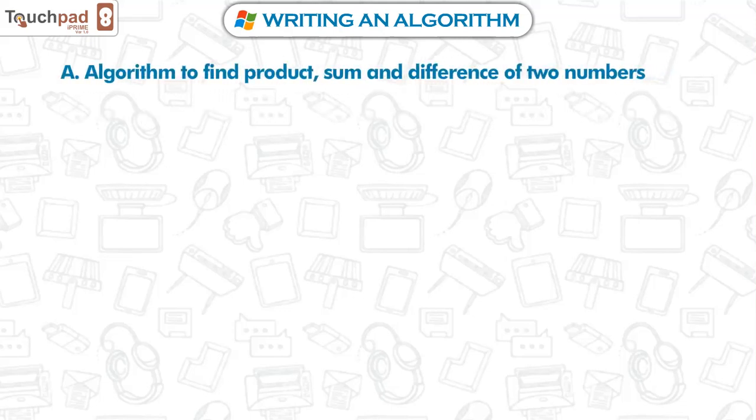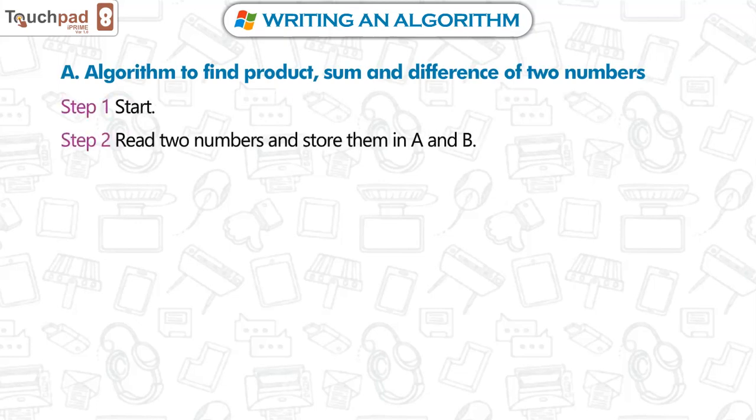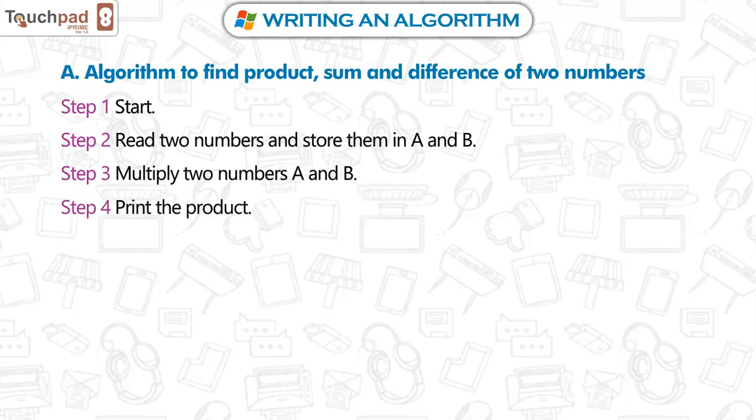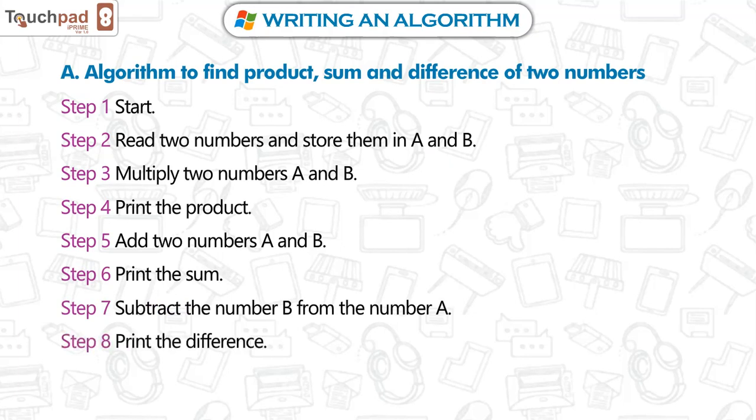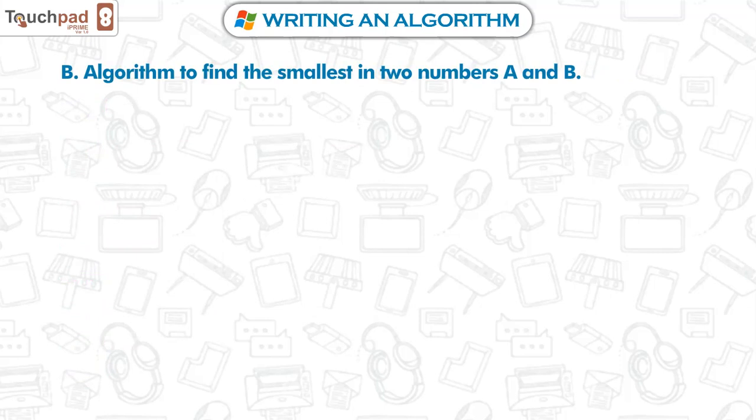A. Algorithm to find product, sum and difference of two numbers. Step 1. Start. Step 2. Read two numbers and store them in A and B. Step 3. Multiply two numbers A and B. Step 4. Print the product. Step 5. Add two numbers A and B. Step 6. Print the sum. Step 7. Subtract the number B from the number A. Step 8. Print the difference. Step 9. Stop.